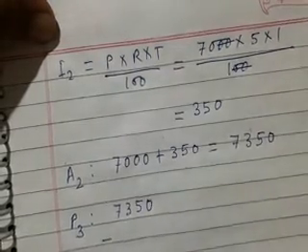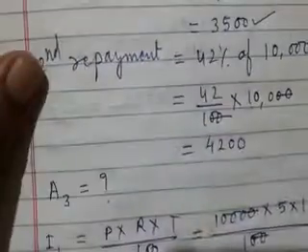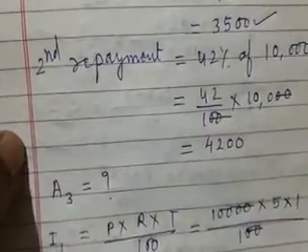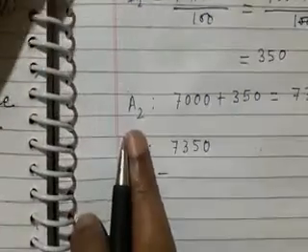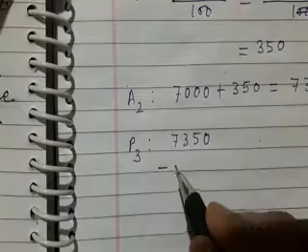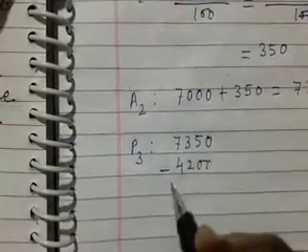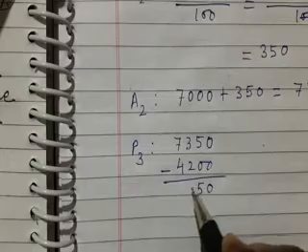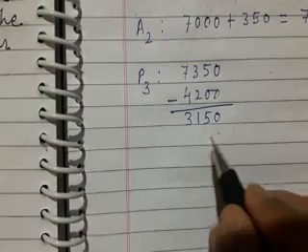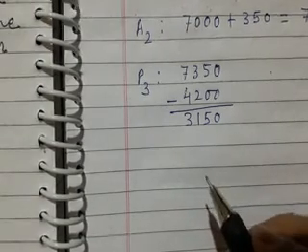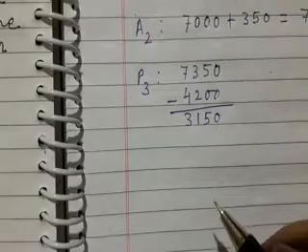Then we can find out the principal for the third year, which will be equal to 7,350 minus the second repayment we have got, that is 4,200. So this money we have to subtract from the amount at the end of the second year. So we subtract 4,200, and the principal for the third year is 3,150.